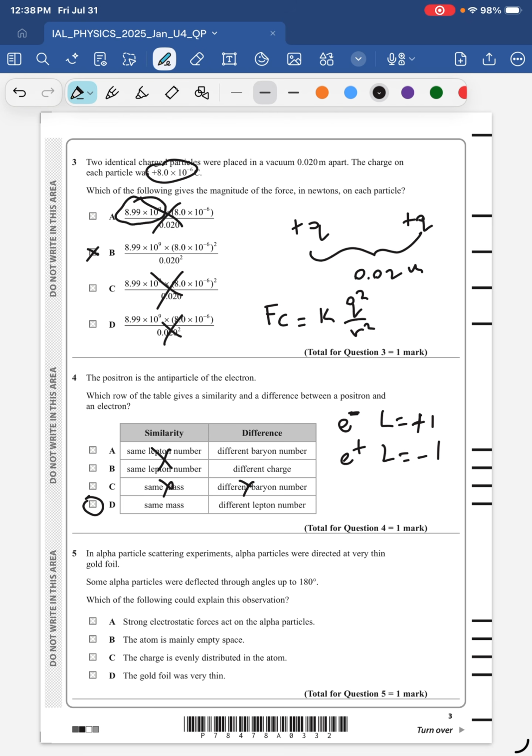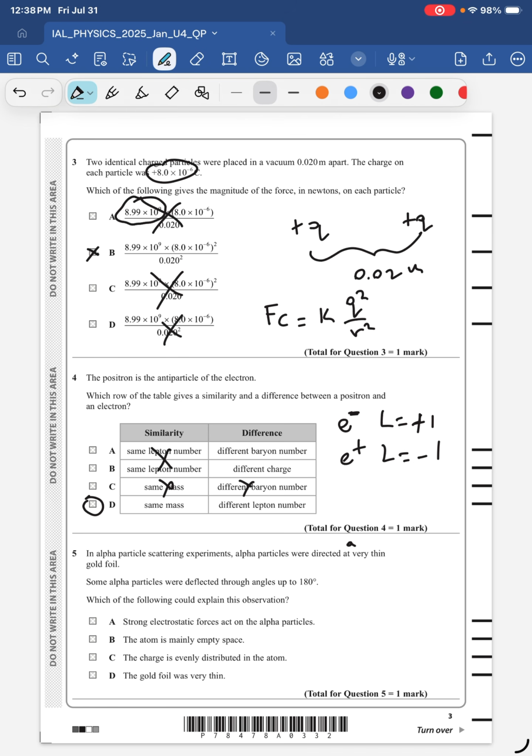Okay. 5. In alpha particle scattering experiments, alpha particles were directed at a very thin gold foil. That's a typo, I guess. So some alpha particles were deflected through angles up to 180 degrees. Okay, which of the following could explain this observation? A, strong electrostatic forces act on the alpha particles. That's plausible. Okay, sounds promising.